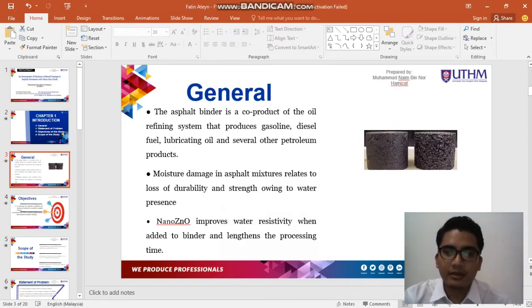In general, the asphalt binder is a co-product of the oil refining system that produces gasoline, diesel, lubricating oil and several other petroleum products, and moisture damage in asphalt is related to the loss of durability and cohesion owing to water presence. Nano zinc oxide improves the water resistivity in asphalt pavement.